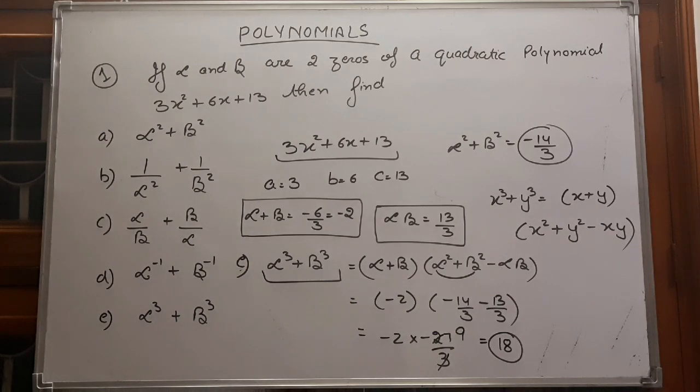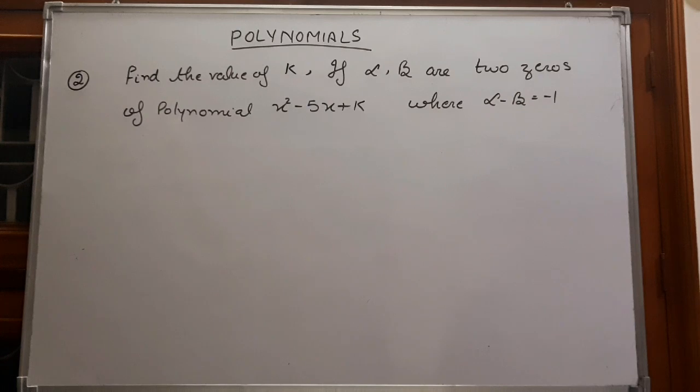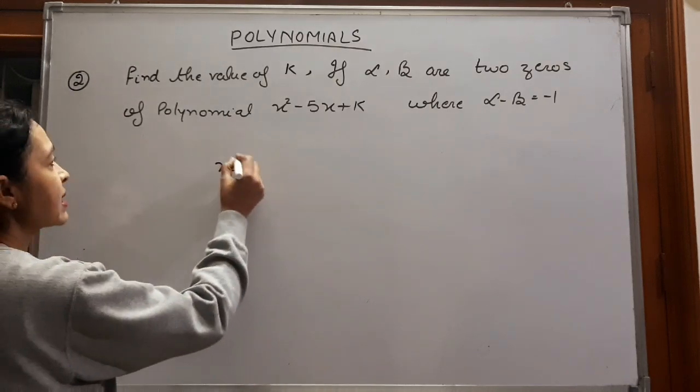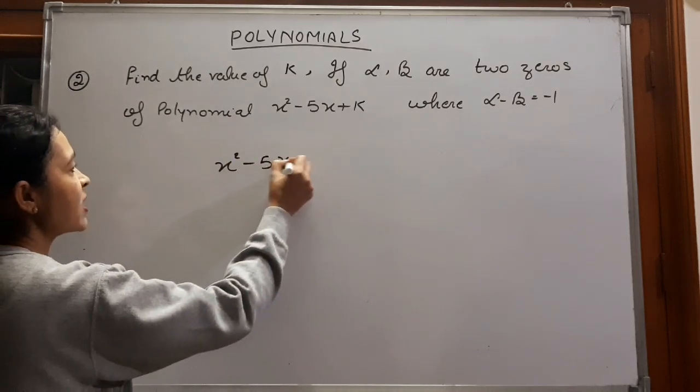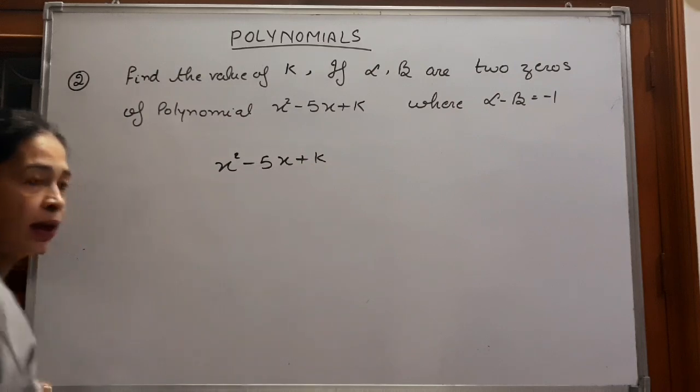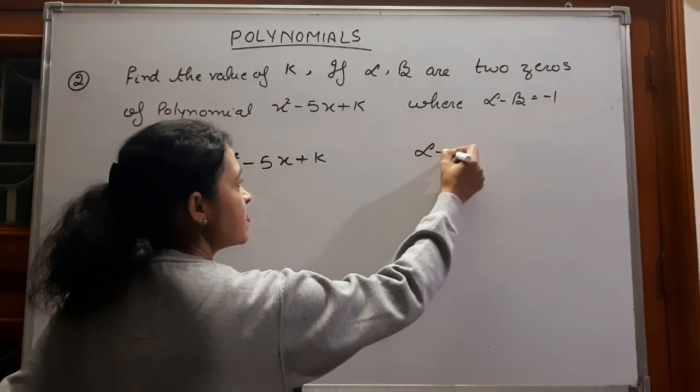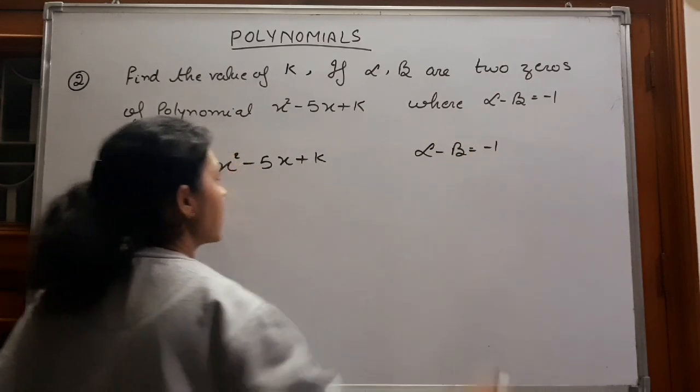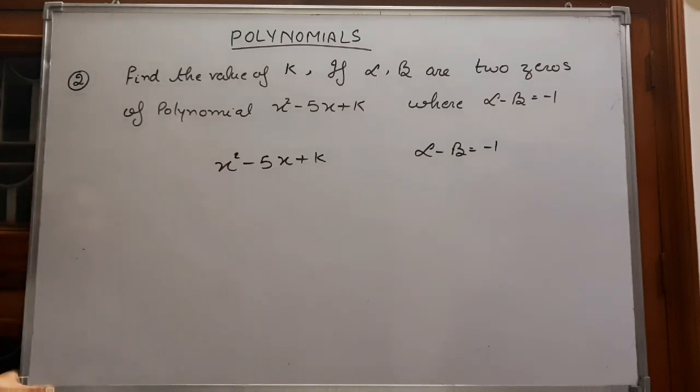Very important question for your exams. Find the value of k. If alpha and beta are two zeros of the polynomial x square minus 5x plus k, and we have given alpha minus beta equals minus 1, we have to find the value of k.